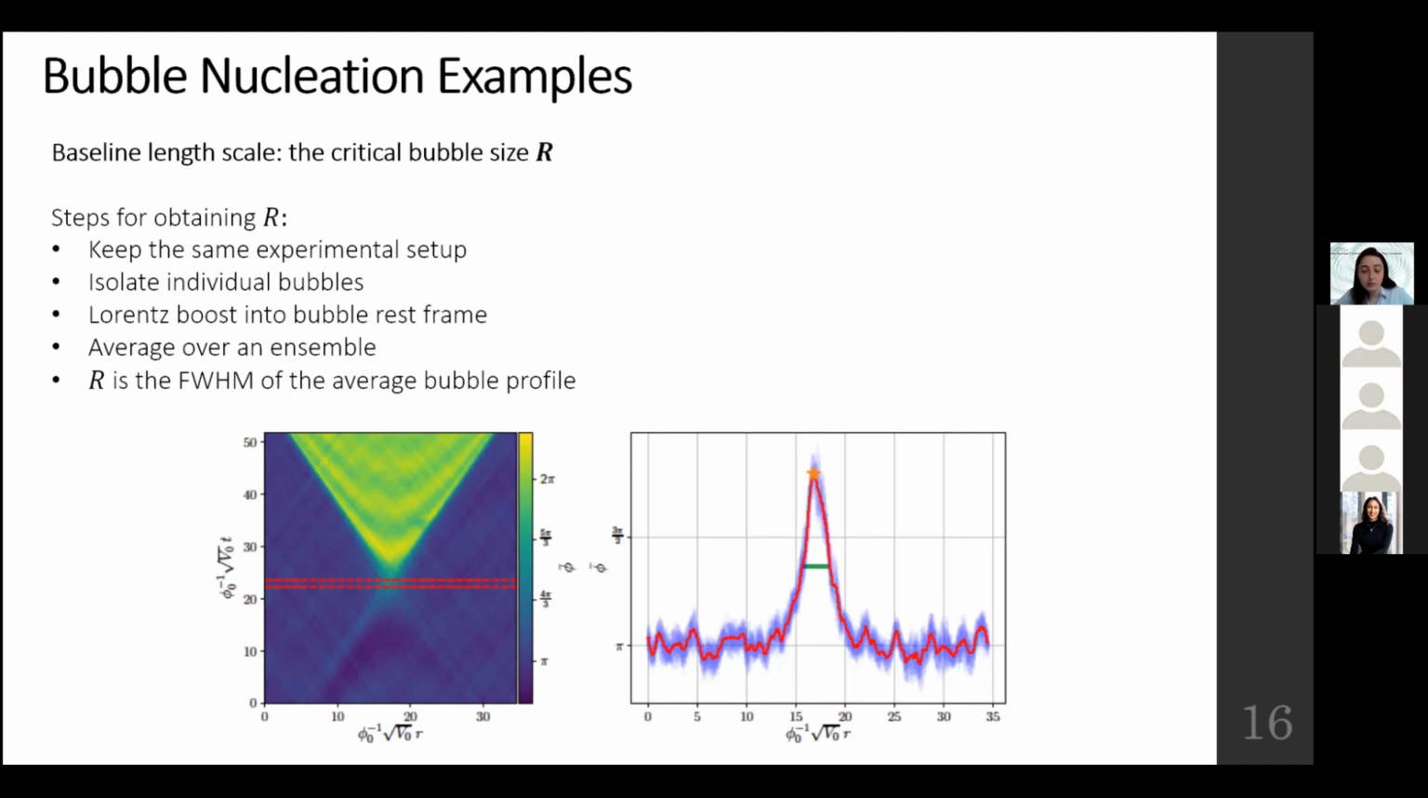Once all of the bubbles are at rest with respect to one another, we average over the ensemble and obtain this average bubble profile here that parallels the one we obtained in the Euclidean instanton formalism, and we assign the critical bubble size R to half of the full width at half maximum in this average bubble profile here. And we see that this critical bubble has an average height, and this height will be key to us choosing the detection threshold.